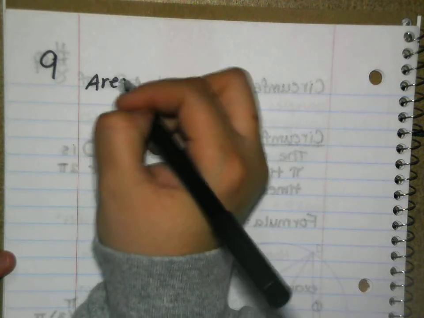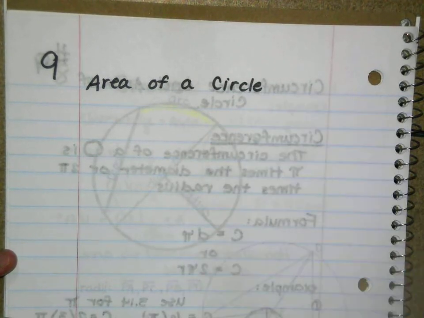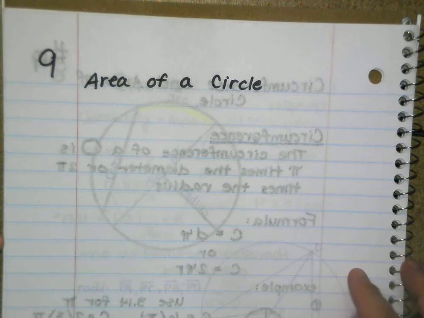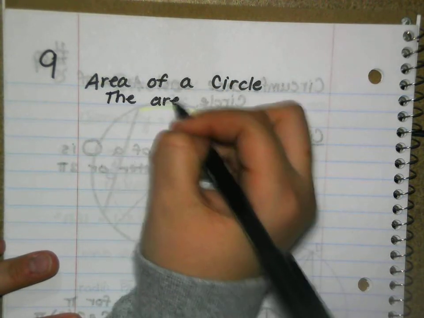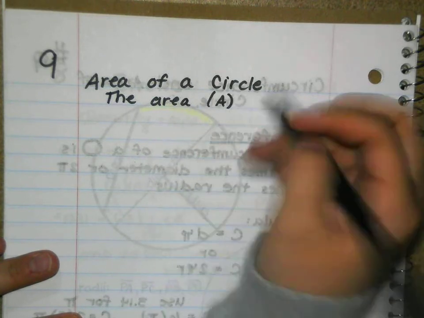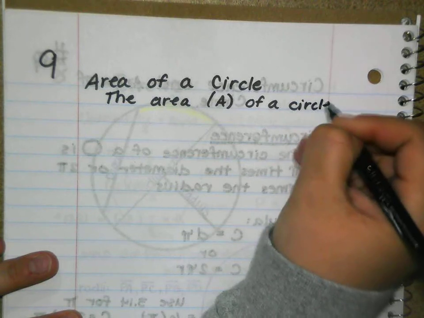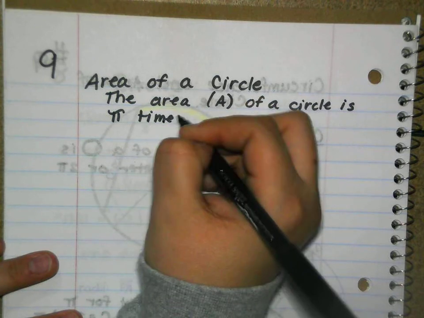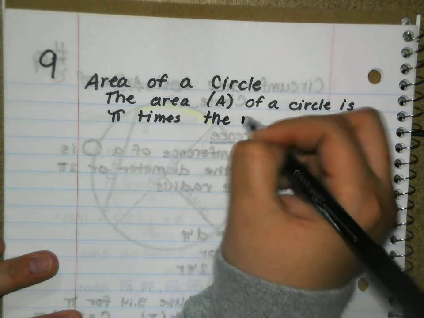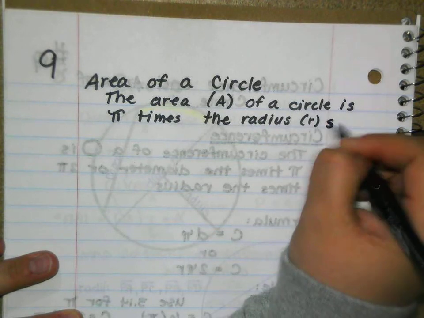We're now going to talk about the area of a circle. And the area of a circle, we're going to be using pi, of course. In words, we're going to say the area, and we're going to denote that A, just like we would with other things, of a circle is pi times the radius, and we're going to call that r, and then we're going to say squared.